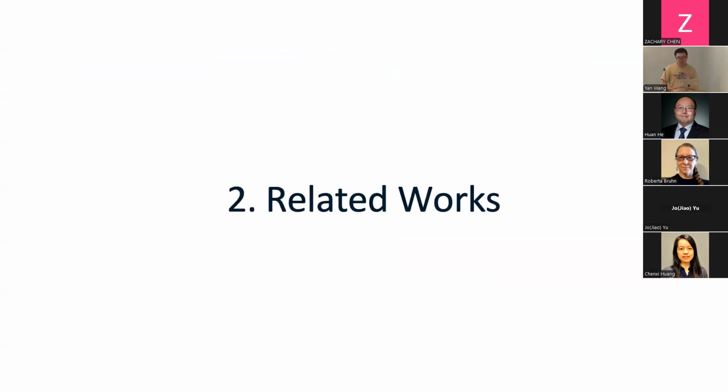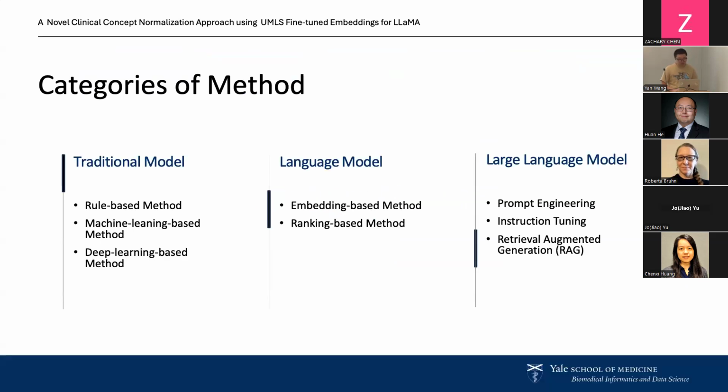Next, I will introduce some related works, and explore how existing works address these challenges through their methods. Clinical concept normalization involves mapping an entity mention to a known standard identifier in the knowledge base. There are many existing works in this field. Generally, the methods of concept normalization are divided into traditional models, language models, and large language models. Next, I will further introduce a more fine-grained classification of these models.